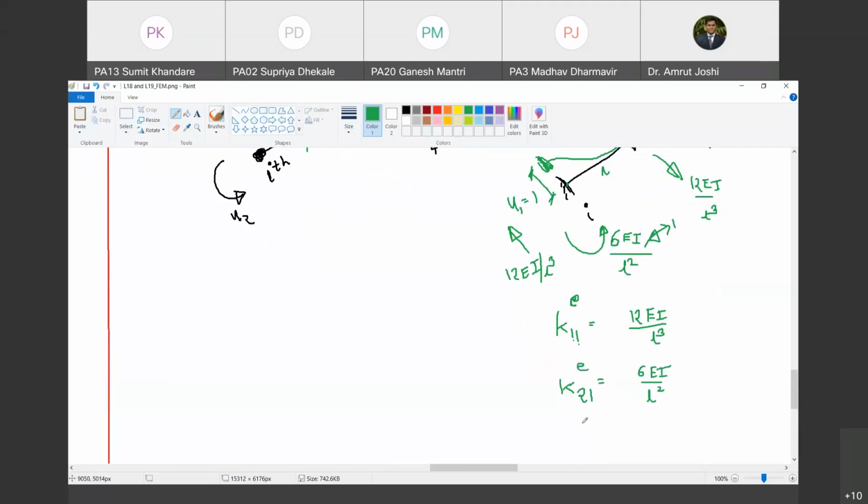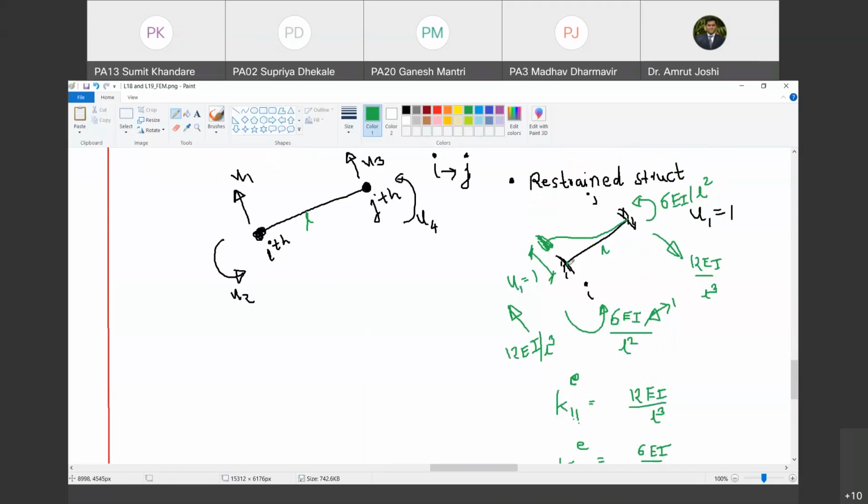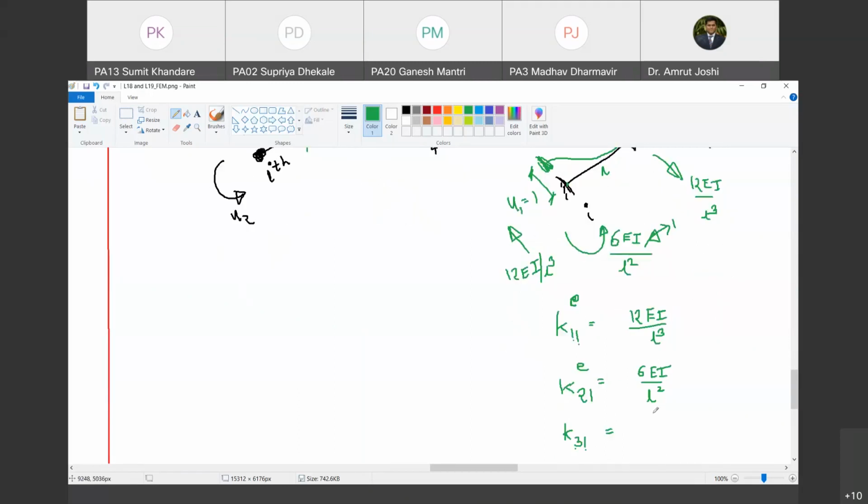Yes, sir. Can you tell me what is K31? K31 is the action that gets produced at 3 due to unit deformation at 1. So due to U1 equal to 1, the action produced at 3. Now 3 and 4 are at the same location, but 3 is a translation, so I am going to look at the action which is force. Do you agree with me? Yes, sir. So that is minus 12 EI upon L cube. Do you agree with me? Yes, sir. Minus 12 EI upon L cube. Happy?